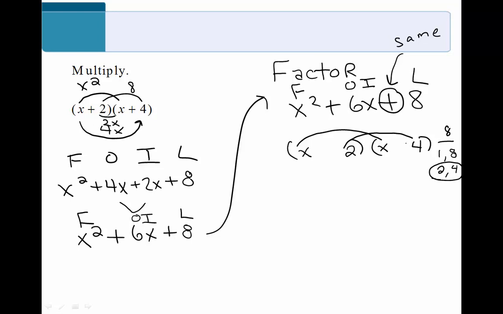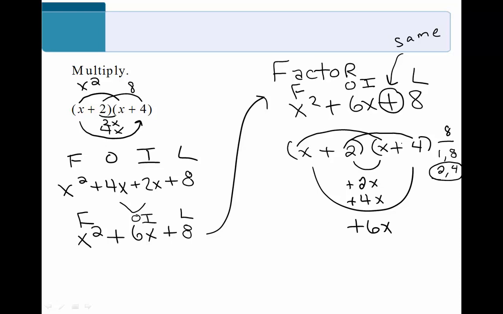And we can check using FOIL. That's the last step in our procedure. Actually, on the top of page 180, it says check your answer using the FOIL method. Our inner, 2 times x is 2x. X times 4 is 4x. We know it needs to add up to our middle term, positive 6x. We know our signs need to be the same. In order for it to add up to positive 6x, these would both have to be positive. And obviously we knew what our answer was going to be. Okay, and then just double check using FOIL.